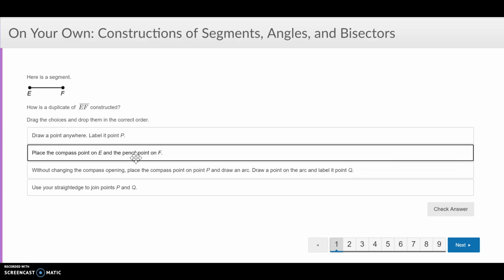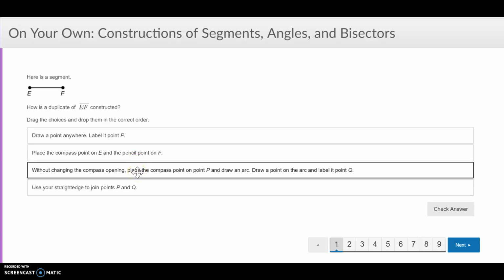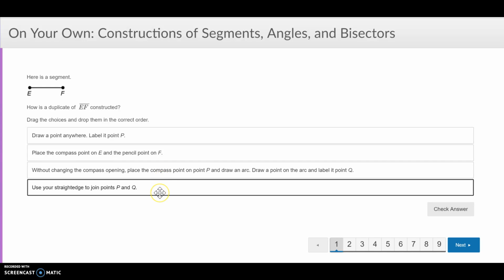and that measures the segment. Without changing this opening, we're going to place the compass point on P and draw the arc, and draw a point on the arc and label it Q, and then use your straight edge to join points P and Q.